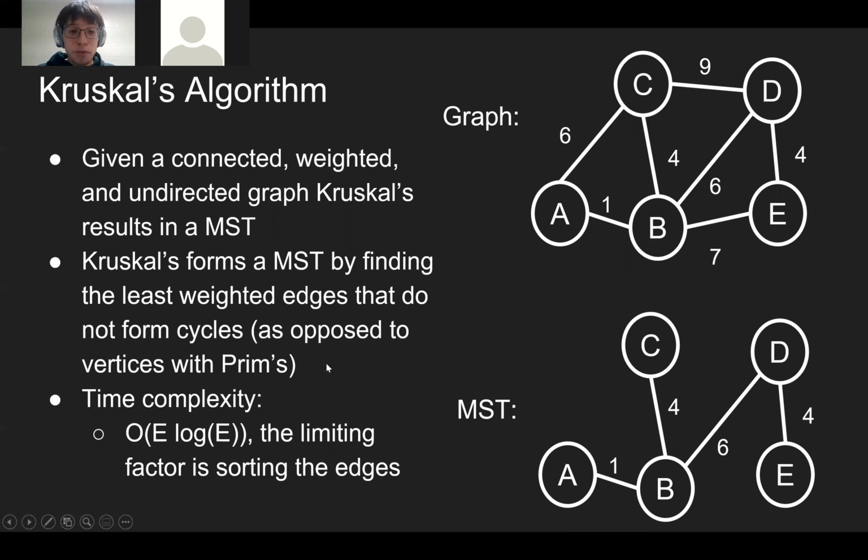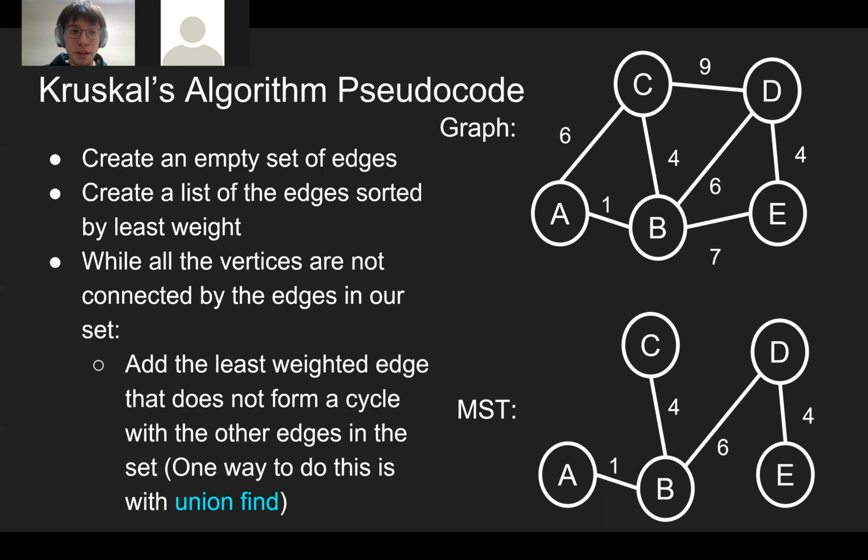And Kruskal's forms an MST by finding the least weight edges that don't form cycles, as opposed to Prims. It's sometimes E log E. And it creates an empty set of edges, and then it creates a list of edges sorted by least weight. And while the vertices are not connected by edges in a set, you just add the least weight edge with the other edges in the set.